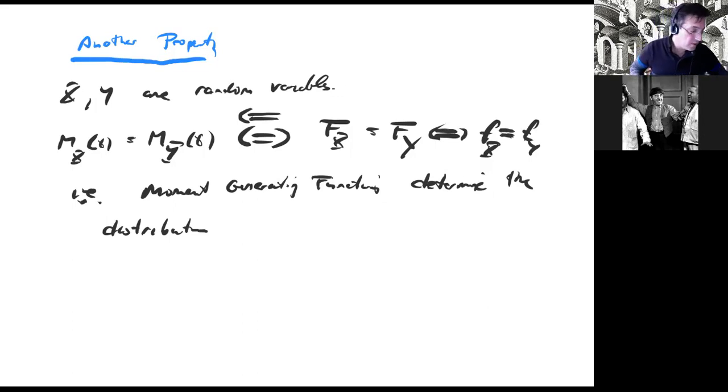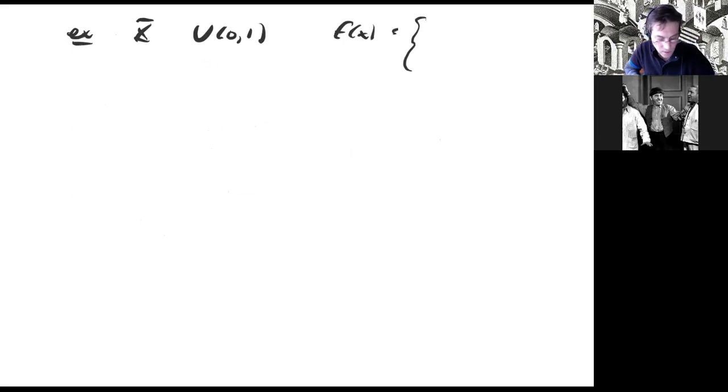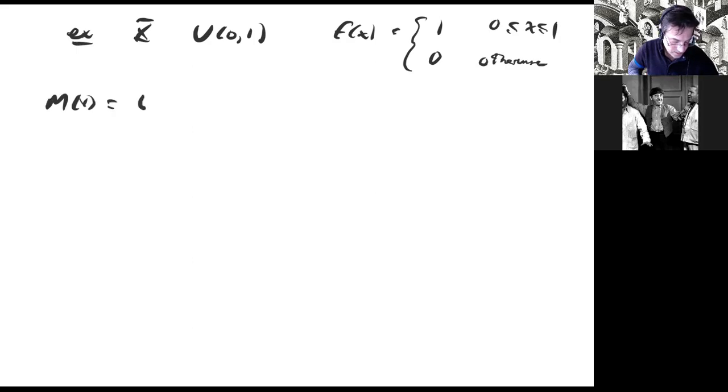Okay, so what I'm going to do now is some examples. Just three examples. So the first example is: let X be uniform on (0, 1). So recall that means f of x is 1 if x is between 0 and 1 and 0 otherwise. This is the density function for X. And then what is M of t in this case? M of t is the expected value of e to the tX.